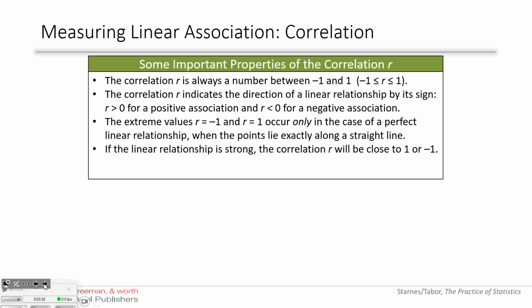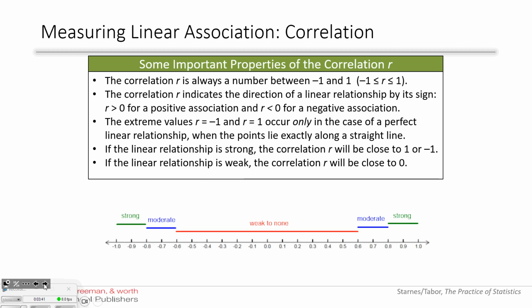With that being said, the closer the R value is to 1 or -1, the stronger the relationship is. And if the relationship is weak, the correlation is going to be closer to 0. Here's a general guideline scale for your terminology when you talk about how strong the relationship is. Typically, if our R value is between 0.8 and 1 or -0.8 and -1, we say it has a strong relationship. Moderate would be between -0.8 and -0.6, or 0.6 and 0.8. And anything between -0.6 and +0.6 is a weak to no relationship.